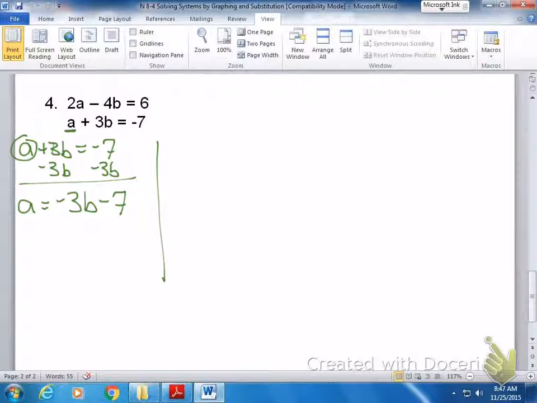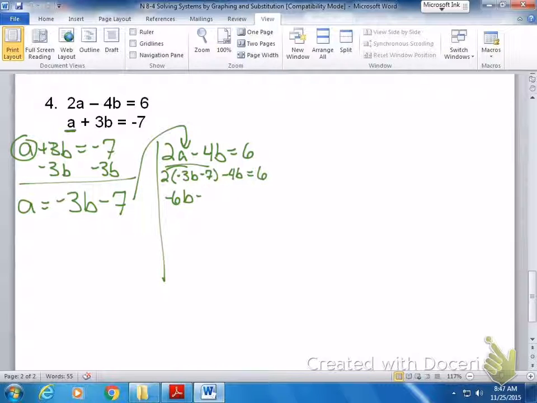Now I'm going to use the other equation. I've got 2a minus 4b equals 6. But I know what a equals. It equals negative 3b minus 7. So we're going to plug that in. And this time, parentheses are very important. I have 2 times negative 3b minus 7, minus 4b equals 6. Now I have to distribute my 2 over the parentheses. 2 times negative 3b is negative 6b. 2 times negative 7 is minus 14. Then we have our minus 4b equals 6.